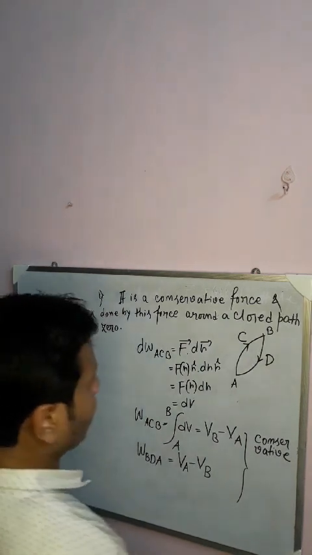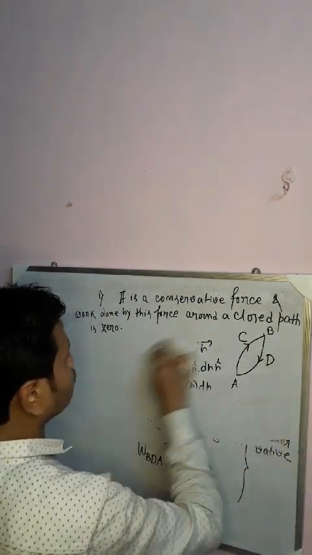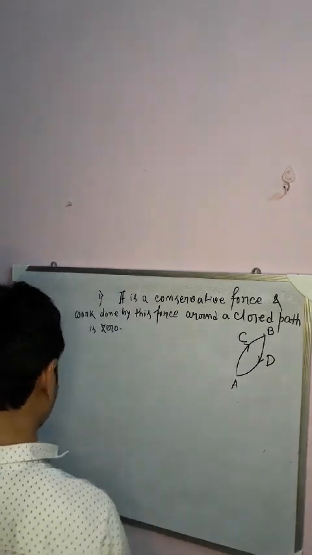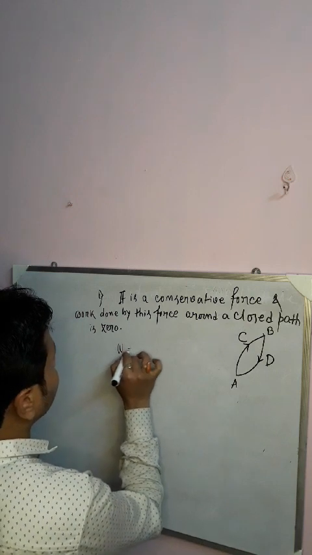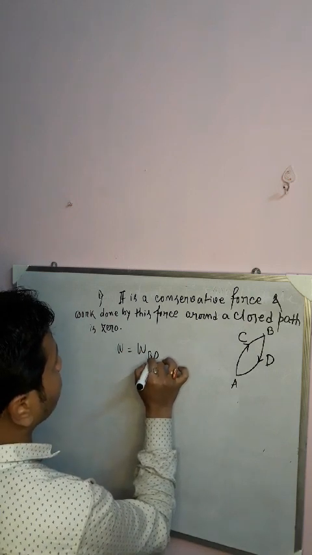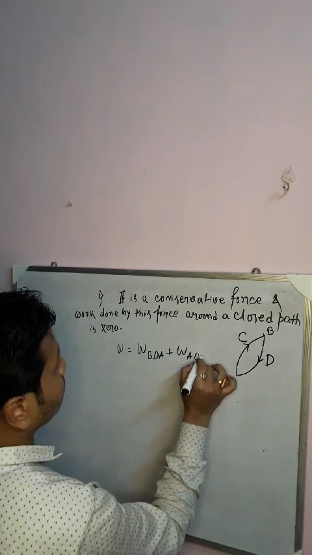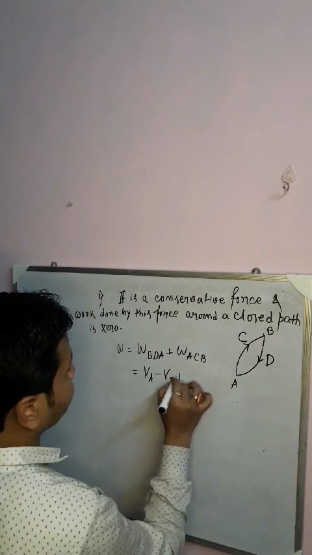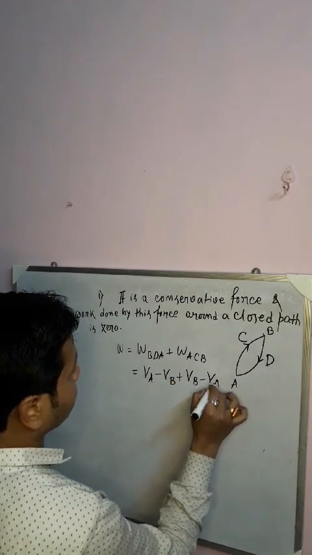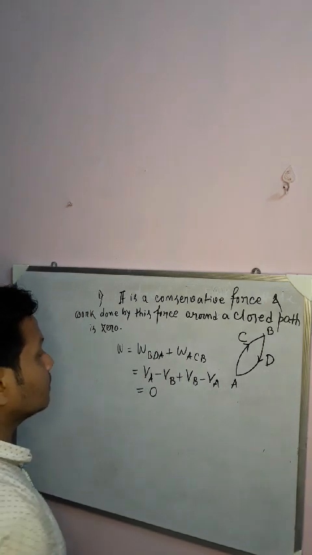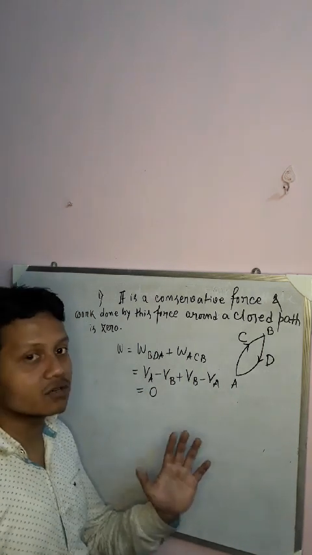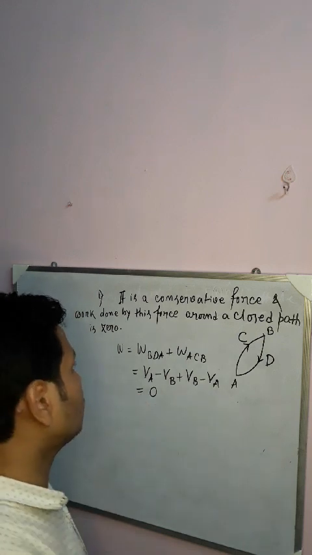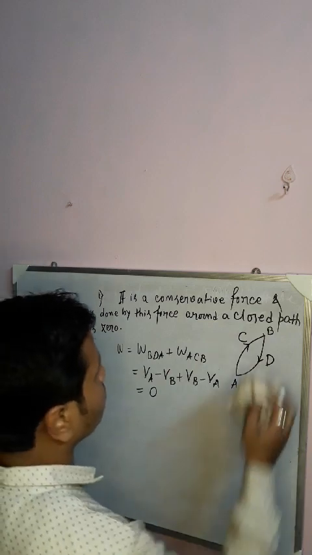Now, if you add these two terms, then you will get the total amount of work done in taking the particle around the closed path. And what is W_BDA? That is V_A minus V_B, and this is simply V_B minus V_A. So this is simply 0. So we see that central force is conservative and work done by this force around a closed path is always 0. So this is the first property.